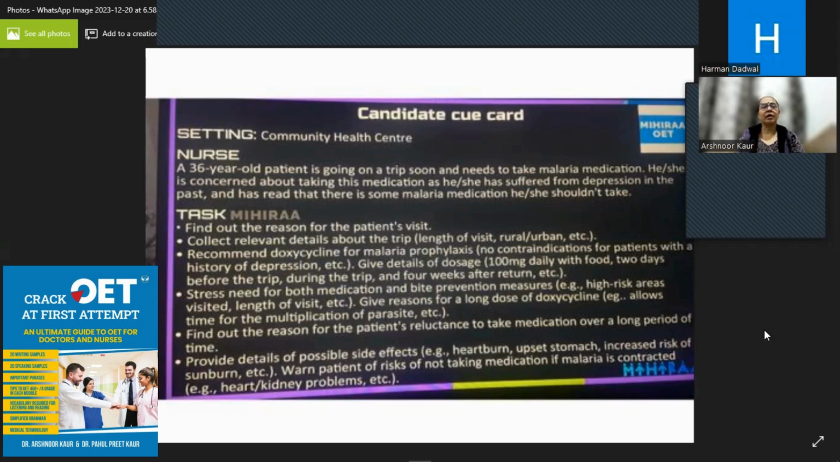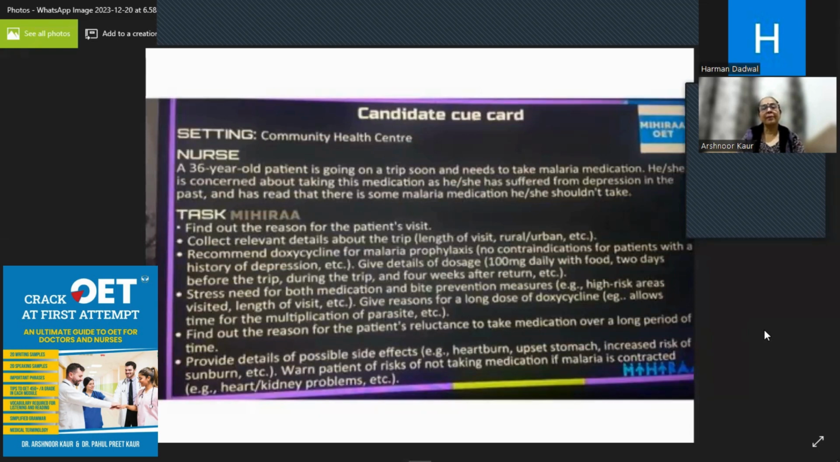Yes, Bob. First of all, it's mandatory for you to take malaria medication with you as per your doctor's advice. Your dose will be 1 tablet of 100 mg daily with food, 2 days before the trip, during the trip, and 4 weeks after you return from your trip. Then the patient may say that this means a quite long duration of medicine, and as every medicine has some side effects, this medicine will definitely have some too.